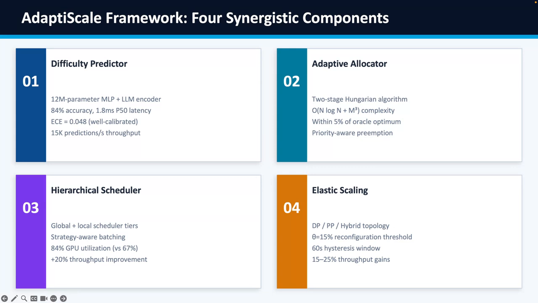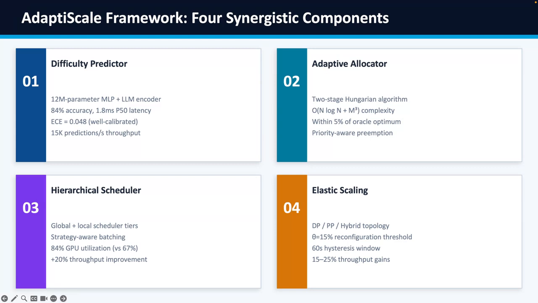O2 is the adaptive resource allocator. It uses a two-stage Hungarian algorithm to assign requests to nodes based on predicted difficulty and current load. By decomposing the allocation problem, we reduce worst-case complexity from O(n cubed) to something much smaller. We stay within 5% of the online oracle. Component O3 is a hierarchical scheduler. It has two levels: a global scheduler that routes requests by strategy and a local scheduler that batches compatible tasks together. The key innovation is strategy-aware batching, grouping requests that use the same test-time strategy, which raises GPU utilization from 67 to 84%.